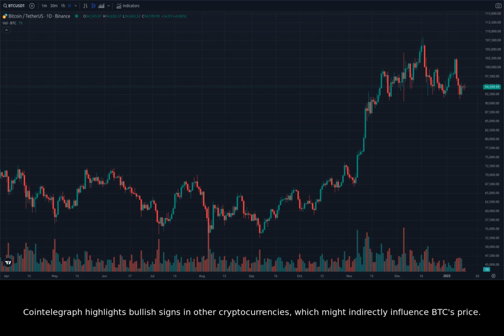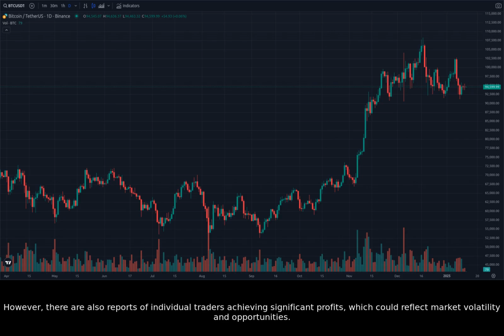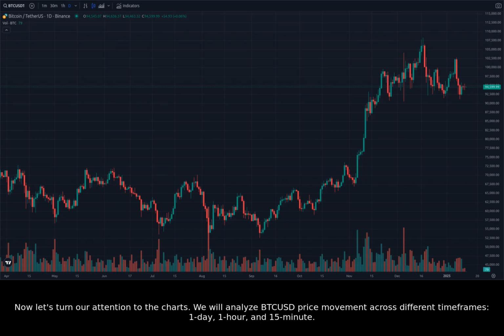Cointelegraph highlights bullish signs in other cryptocurrencies, which might indirectly influence BTC's price. Forbes mentions Bitcoin's sensitivity to Federal Reserve decisions, causing uncertainty for investors. However, there are also reports of individual traders achieving significant profits, which could reflect market volatility and opportunities. Now let's turn our attention to the charts.